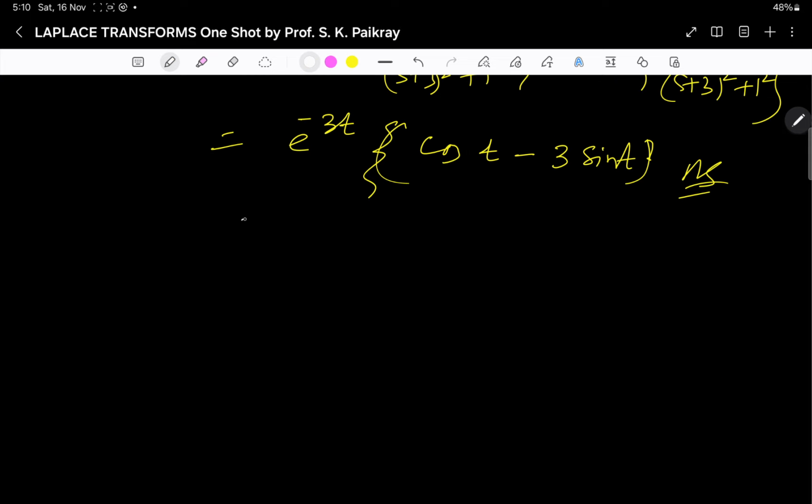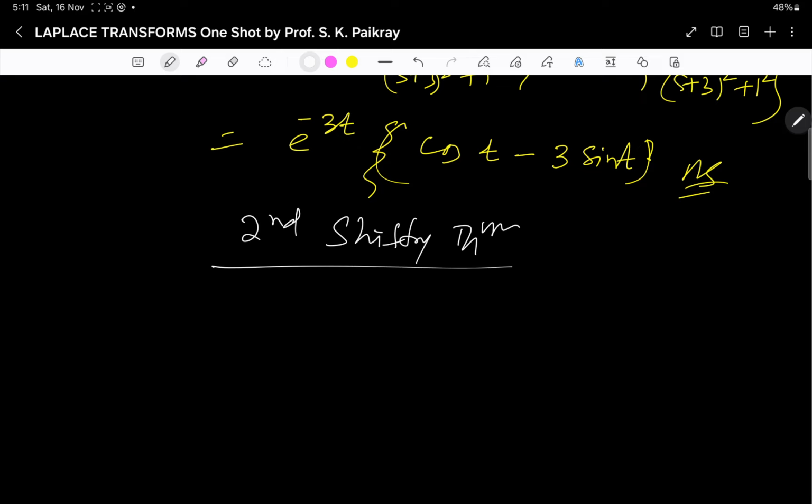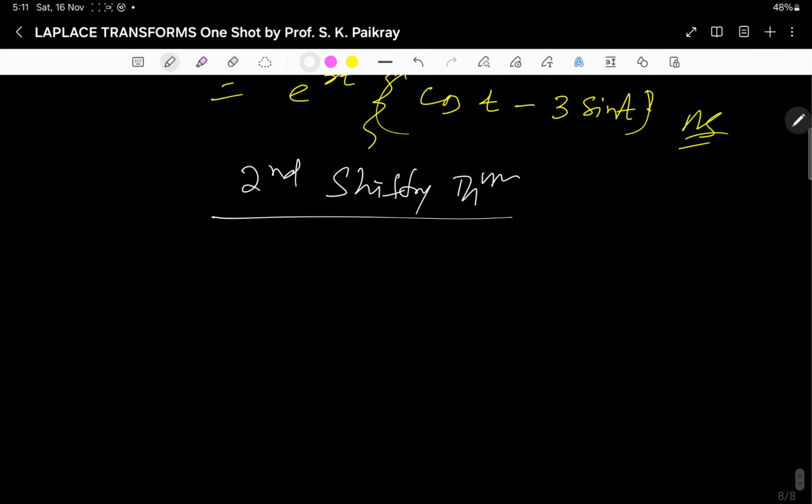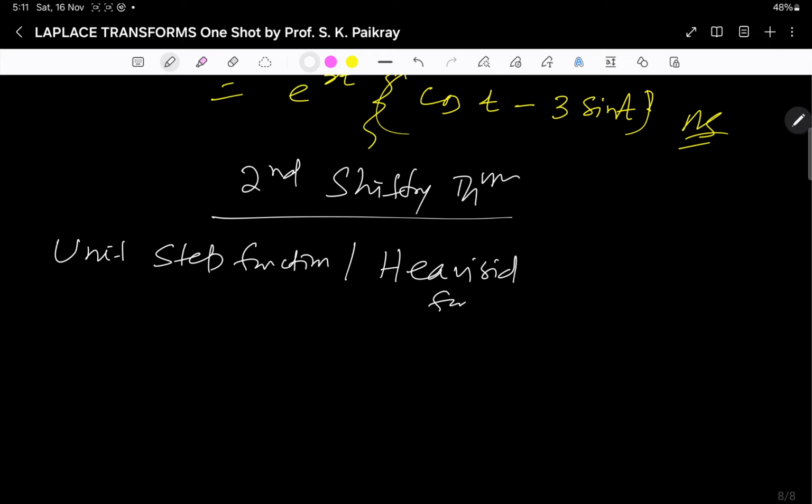Now before we learn the second shifting theorem, we need to know two most important functions here. One is the unit step function, which is also called the Heaviside function, and the other one is my Dirac delta function.